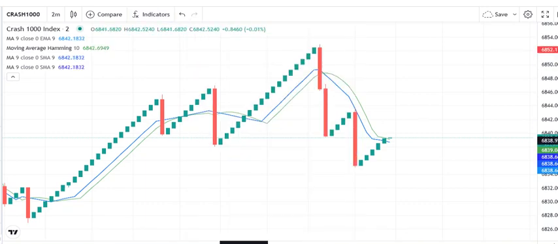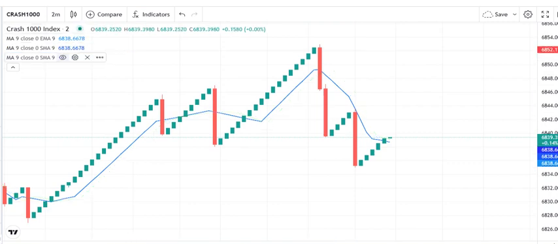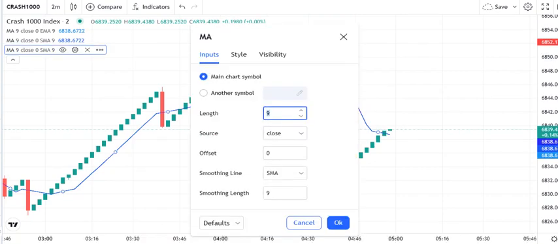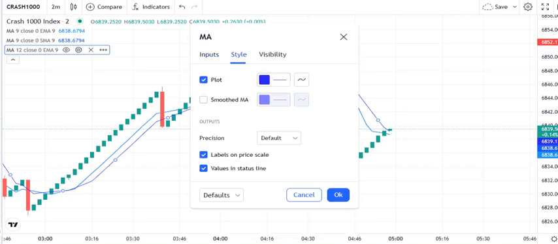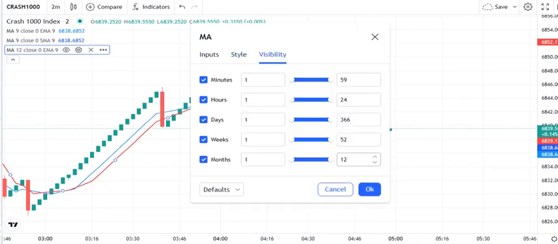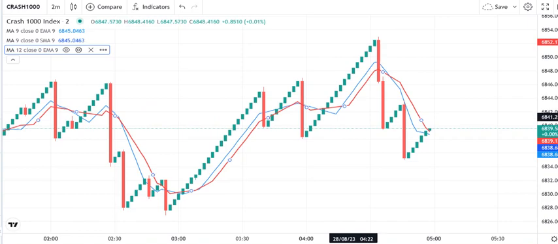So one thing I'll be doing is to remove this particular one because it's not of any use to me. Then I will change this particular one. I will make this one to be 12. Then make this exponential. That is what we'll have here. Then I'll have to change this color and add a little strength to it. Then visibility is okay for me. Then this is what we'll have here.